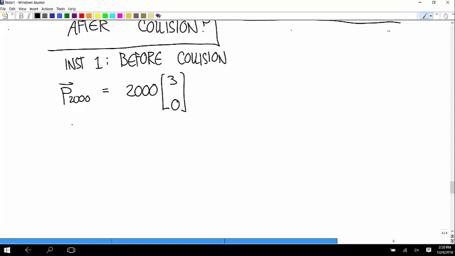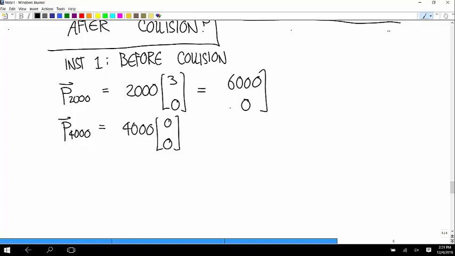And the linear momentum of the 4,000 kilogram train car is 4,000 times its velocity vector. What's its velocity vector? Yep, 0, 0. And so the 2,000 has momentum of 6,000, 0. That's in kilogram meters per second. And the 4,000 has a linear momentum of 0.